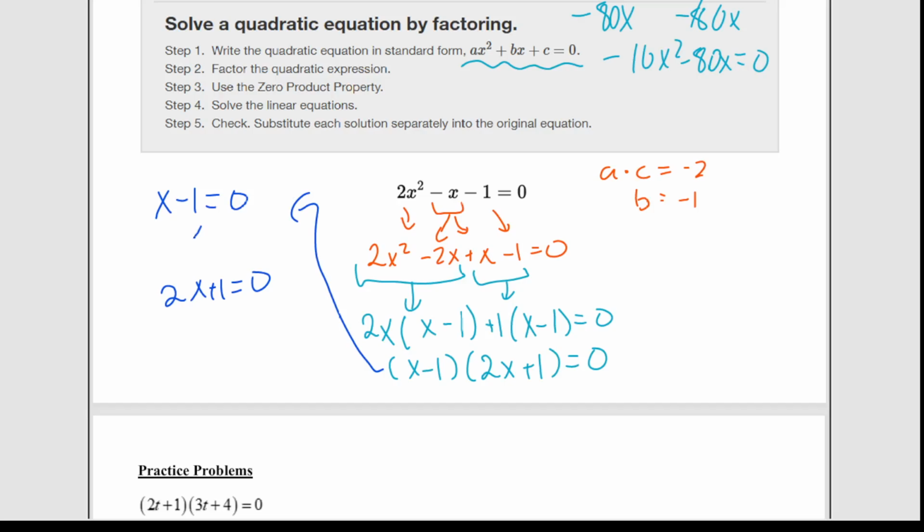For x minus 1 is 0, I would add 1 to both sides. I would get x is positive 1. For 2x plus 1 is 0, I would first subtract 1 from both sides and then divide by 2. So I would have two solutions. One is x is positive 1 and the other one is x is negative 1/2.